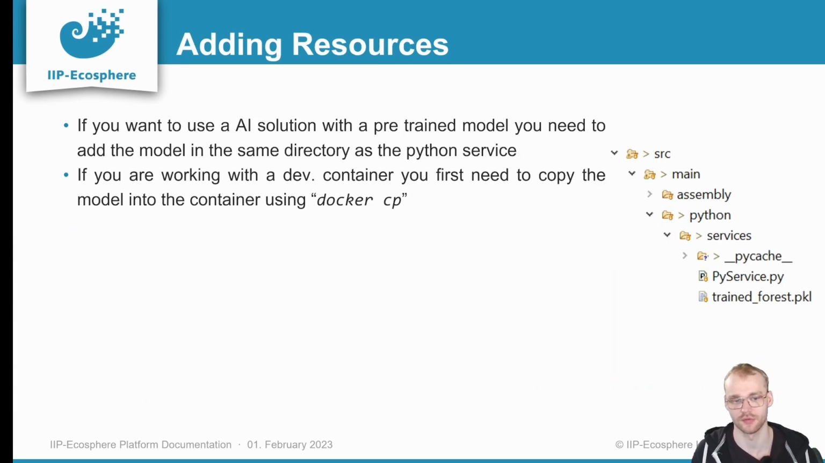About adding resources. If you want to use an AI solution with a pre-trained model, you need to add a model in the same directory as the Python service. An example can be seen on the right side. If you're working with a dev container, you first need to copy the model into the container using Docker CP. More information on this is in the starting the dev container slide set, in which there is some additional information about how to do this with Windows and Windows Subsystem for Linux, because this is a bit more complicated.